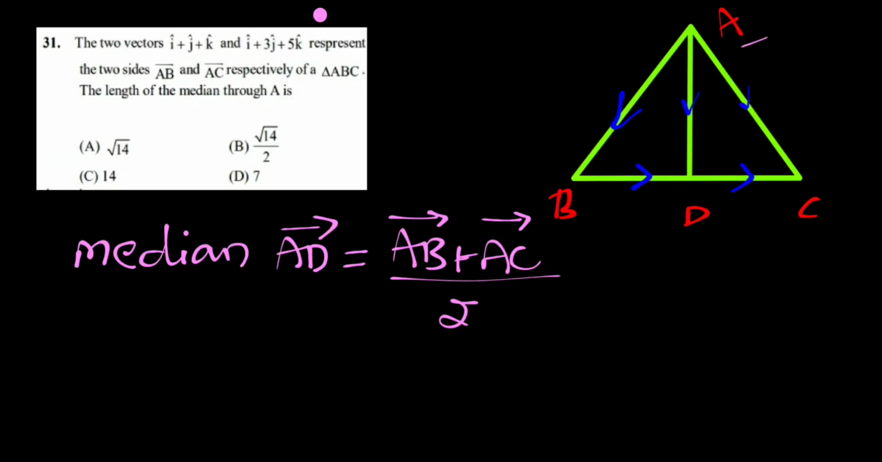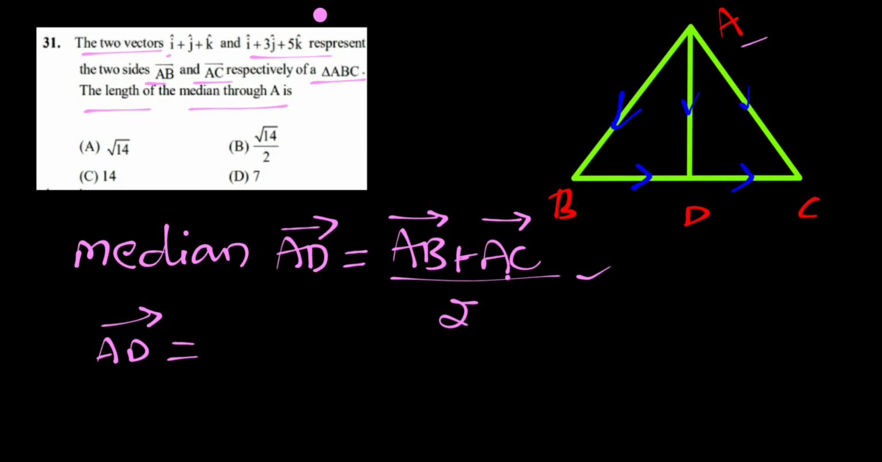Next, problem number 31. The two vectors represent the two sides AB bar and AC bar in a triangle ABC. Then the length of the median through the point A is. The length of the median is nothing but AD, which we have to find. The median formula is AD bar = (AB bar + AC bar)/2. Here the first one represents AB bar, the second one represents AC bar.